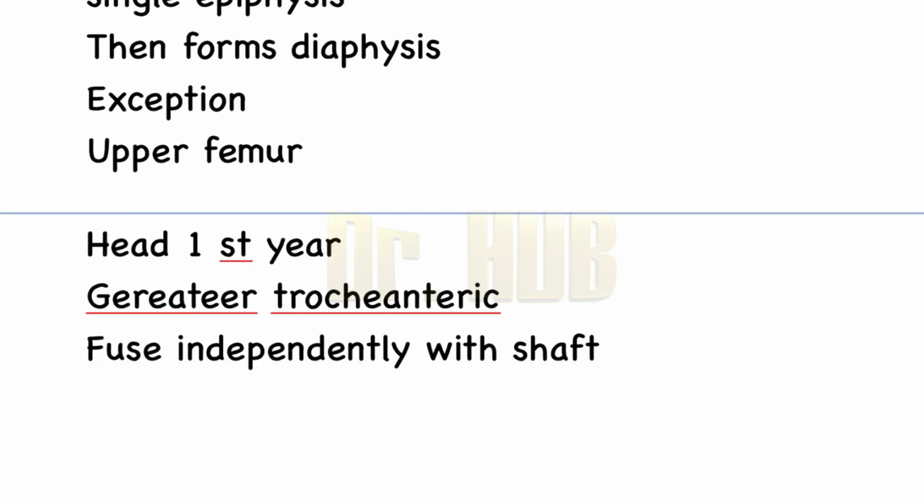Lastly, the direction of the nutrient artery is opposite. So what is opposite? The direction of the nutrient artery is opposite to the direction of the growing end of the bone.